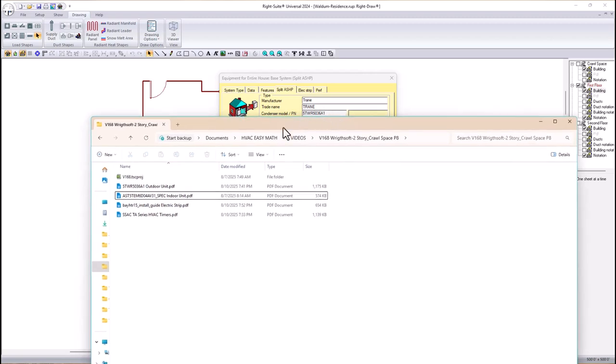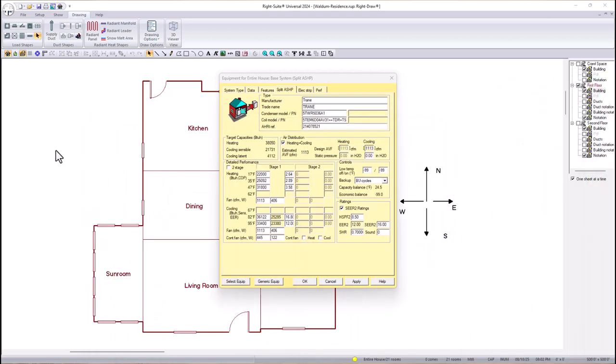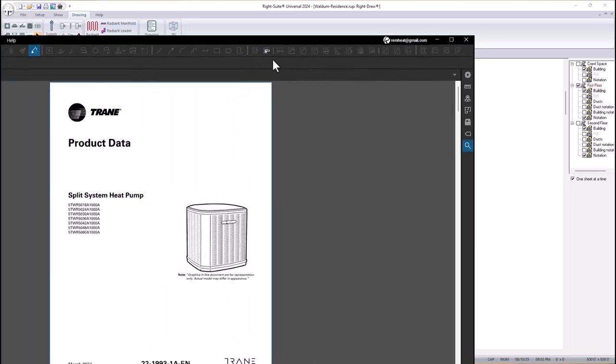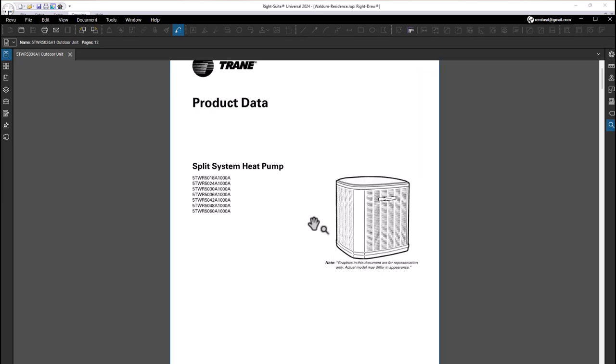Okay, let's start with the heat pump unit. The heat pump unit is 5TWR 5036A1. This is the outdoor unit. I'm going to open that and review it very quickly. This is going to be a 3-ton unit. I'm going to grab the PDF on the side. There you go, this is the unit.